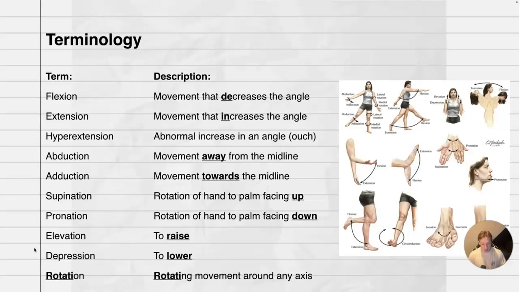Supination and pronation refer a lot to the hand. They can refer to other things, but we mainly think of the hand and forearm. Supination is like you're holding a cup of soup up, so that's palm up, and pronation is down, so we're pouring the soup out. So supination, pronation, and then elevation and depression.